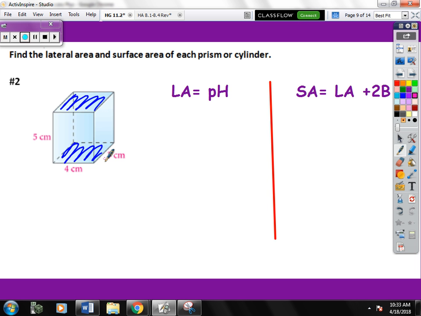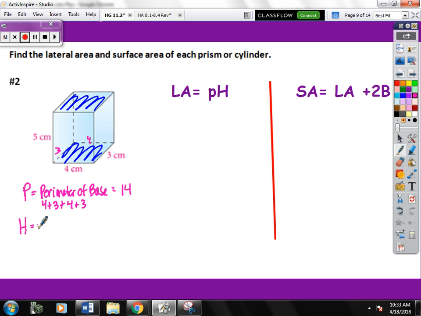All right, so we need to find out what P is. Remember, P is the perimeter of the base. So this is one of our bases. We find the perimeter. 4 plus 3 plus 4 plus 3 will be 7 plus 7, which is 14. Make sure that you don't just add the 2 they give you. You know that in a rectangle the opposite sides are congruent. So you're finding the perimeter of the base.